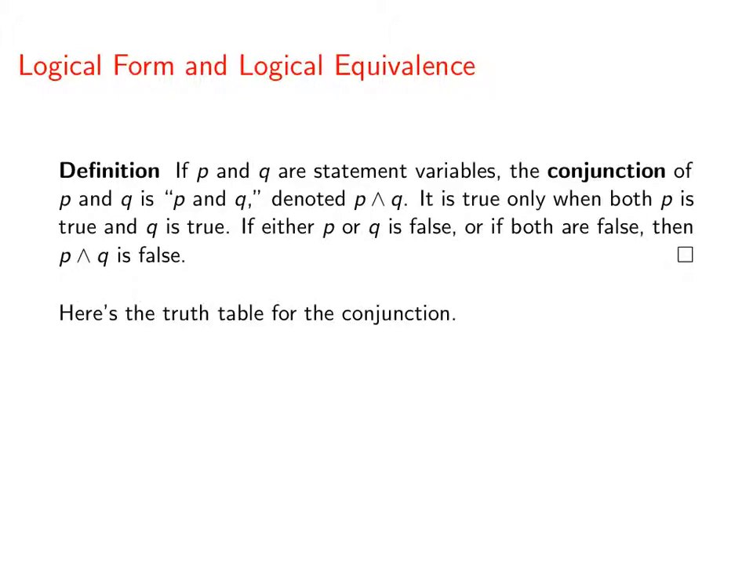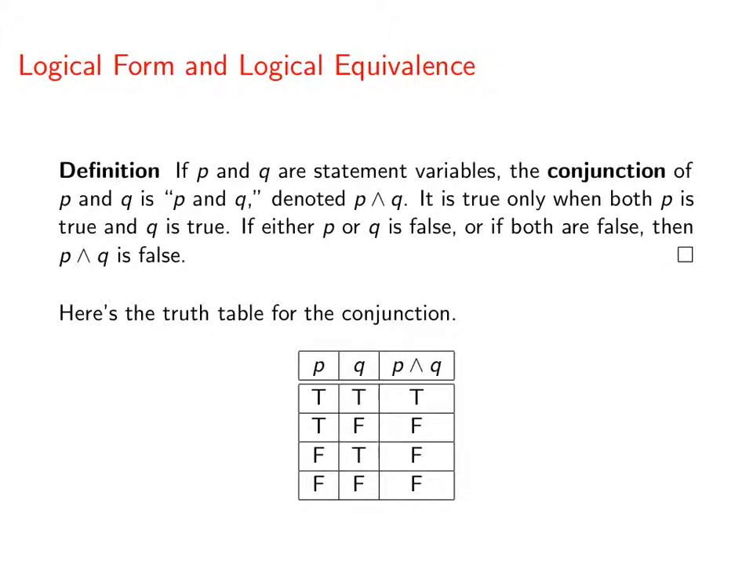Just like before, we're going to show a truth table, this time for the conjunction. Looks like this. So the only time that P and Q is true is when both P is true and Q is true.